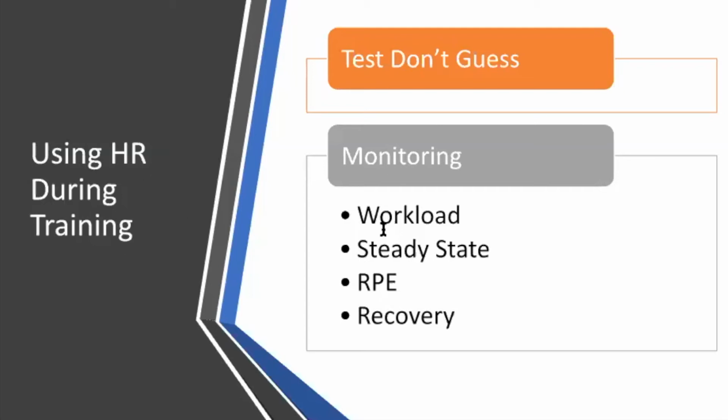Okay, using heart rate during training as a workload, right? So if we're going to lift really heavy, then by the time you're done recovering, your heart rate should drop. You should be back within 60-65% of your heart rate max, right? If we're talking about using percentages as a form of workload.